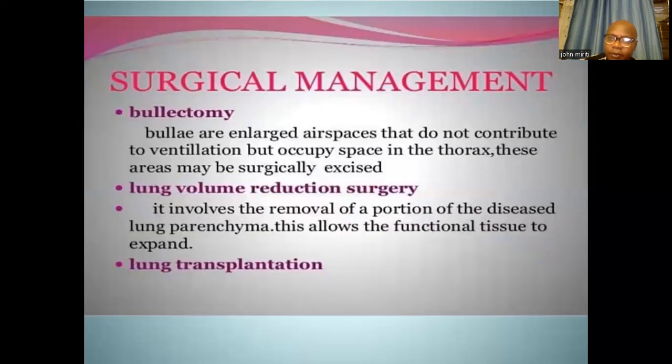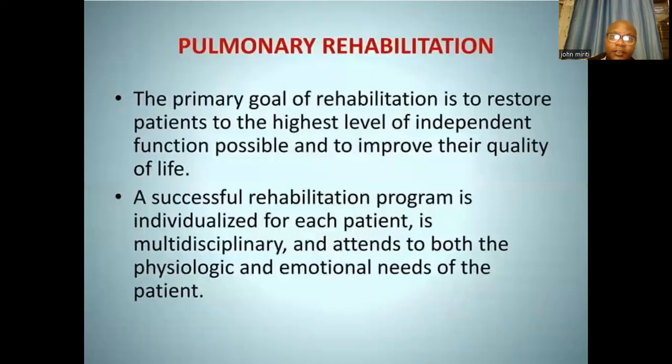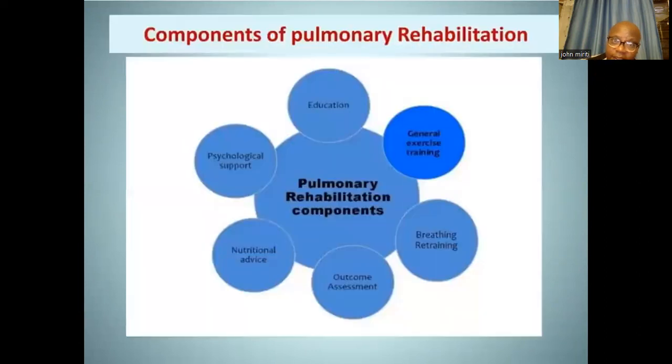You can even do surgical management, like cutting the affected parts of the air spaces, which is called a bullectomy. You can also do lung volume reduction surgery, and you can do a lung transplant. You can also do pulmonary rehabilitation like chest physiotherapy. All of these are very important.